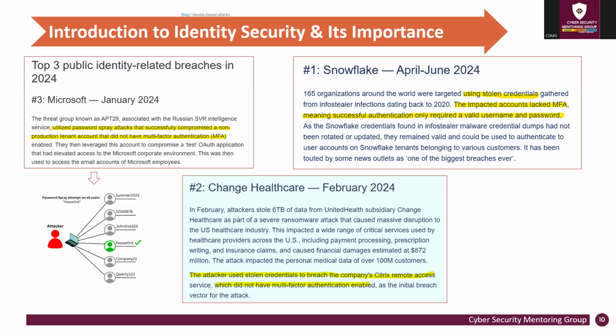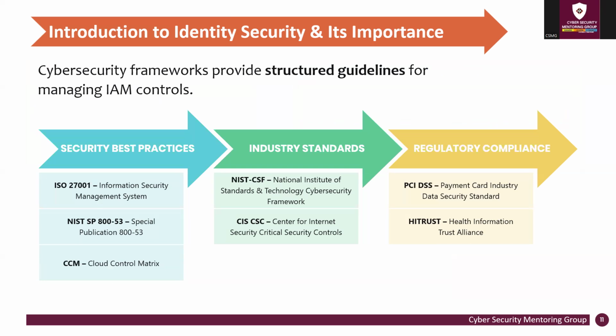Anyway, this is just to substantiate the fact that identity security is a very important element in cybersecurity, and little wonder it is a domain in the disciplines of cybersecurity. Access control is also a domain in many of the cybersecurity certifications. Now, cybersecurity frameworks, what do they do? They provide you structured guidelines for managing identity and access management. I think in the majority of cybersecurity frameworks, you will find IAM in there. You will always find it there because it is so fundamental.